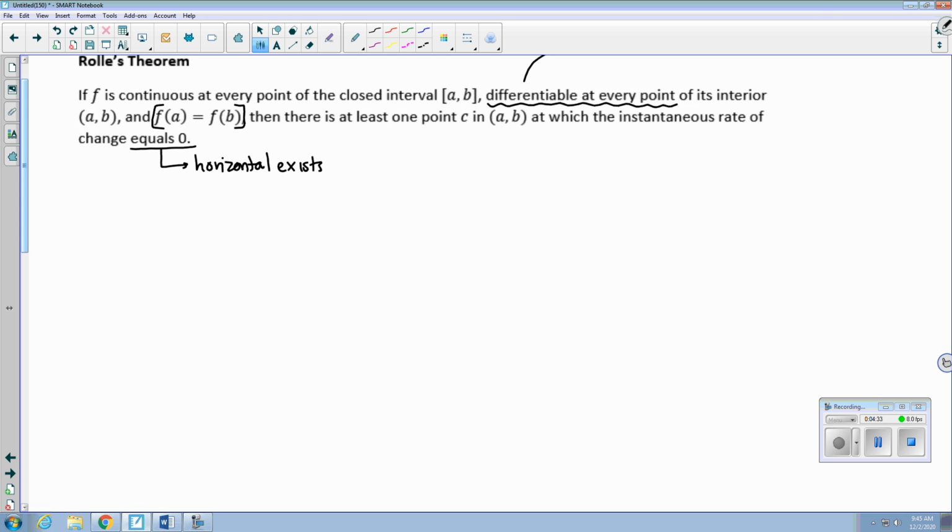So visually, let's break this down. We got this function from a to b, where f of a equals f of b. Super important to guarantee this. So the outputs, f of a and f of b, are the same. Then, connecting these endpoints, I have to guarantee continuity and differentiability. So I can't have any corners, cusps, or vertical tangents, and I can't have any breaks as I draw a graph or a function from a to b.